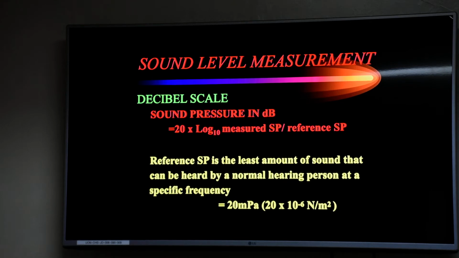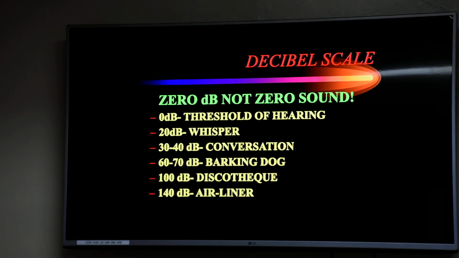The decibel scale is a logarithmic scale that is used to measure the sound level, the loudness of sound. Generally speaking, the reference sound pressure is the least amount of sound that can be heard by a normal hearing person at a specific frequency. And we measure the sound in relationship to this reference sound pressure. When you work out that formula, you find that you get a decibel scale in which it's very important for you to remember that 0 decibels does not mean 0 sound.